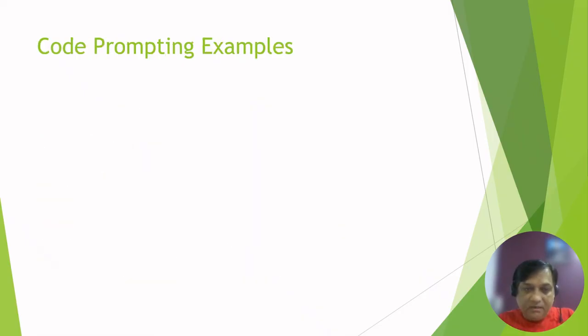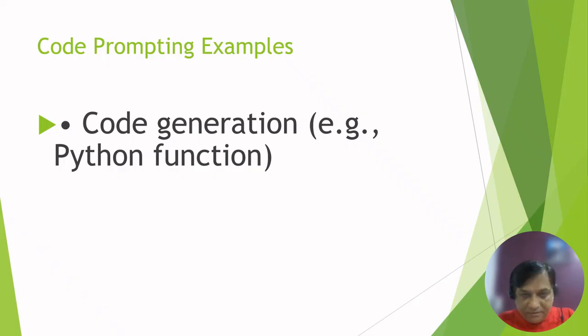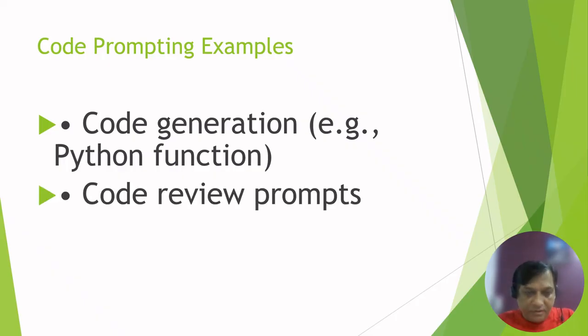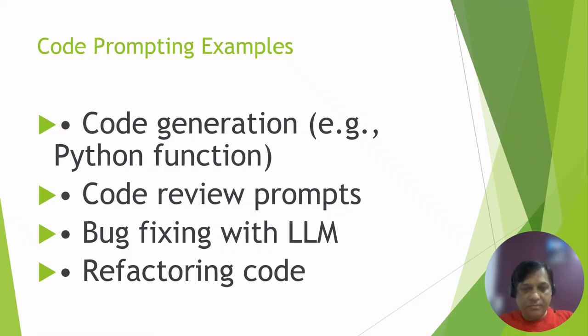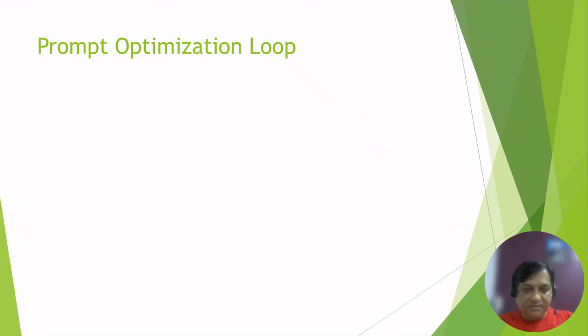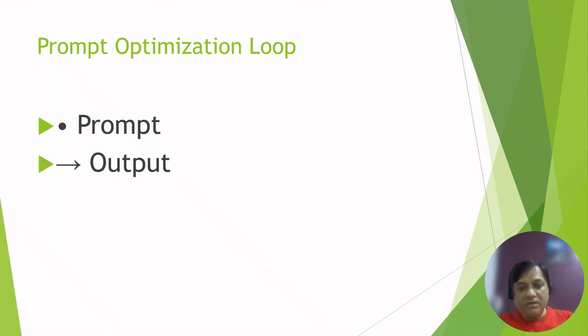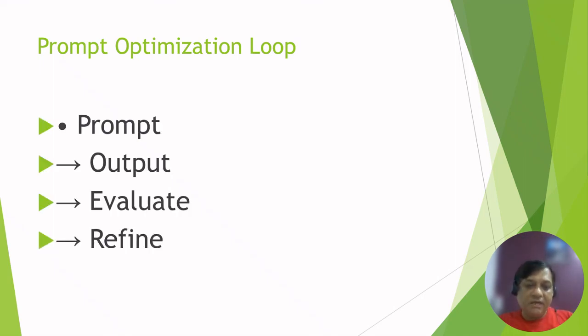And then code generation also, it can help. Code review prompts, bug fixing with LLM. If there is any bug which is coming, it can give you the exact output what is to be there. And then refactoring your code. So code prompting examples are these. Then you prompt, you get the output, evaluate and refine. Same thing that we saw earlier.